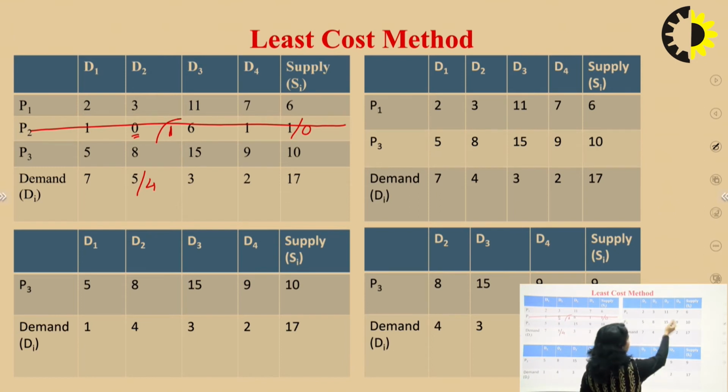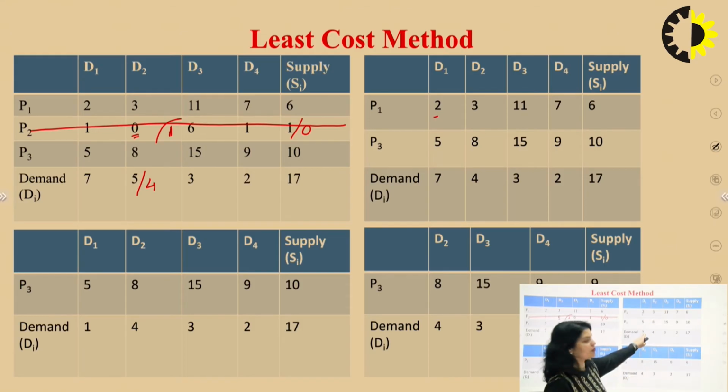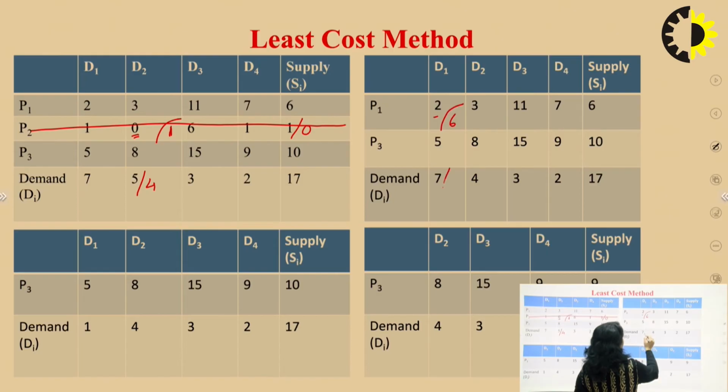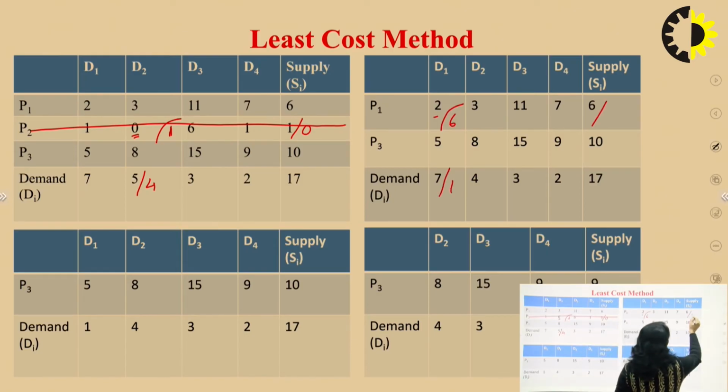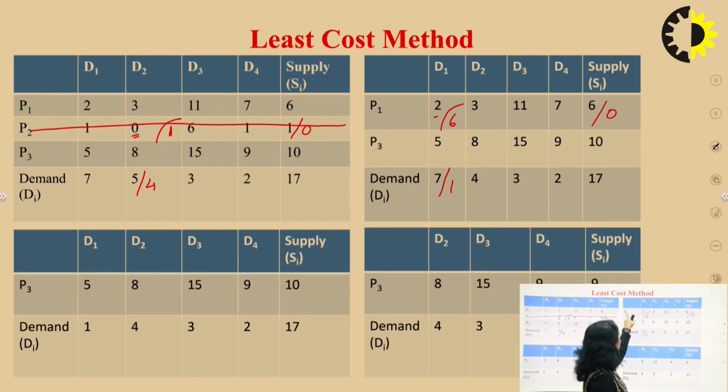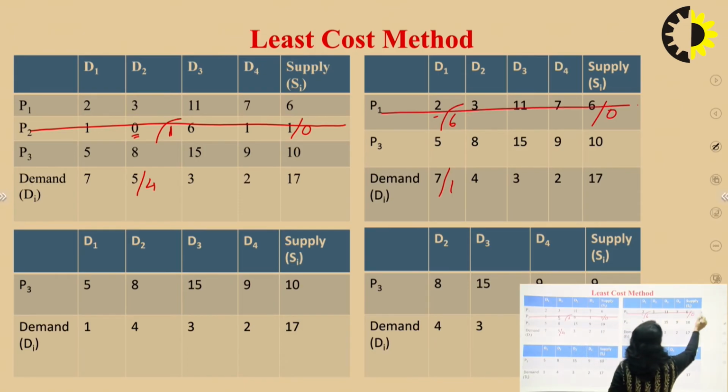Now we will see what is the least cost here. This one, 2. Okay. So now we will see what is the supply against it. It is 6 and the demand is 7. So we can satisfy the demand of 6 here. So it will become 1 and it will become 0. So now against P1 the supply available is 0. So we will again remove it for the further analysis.